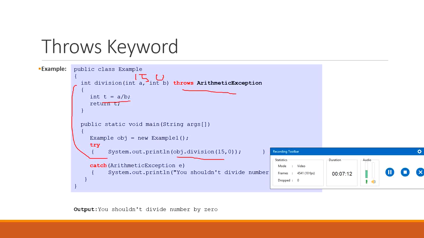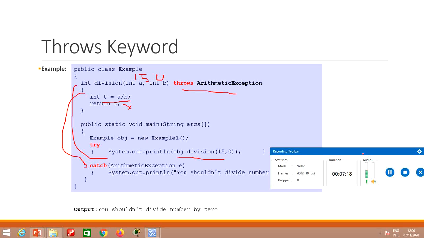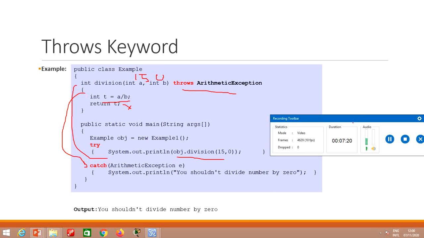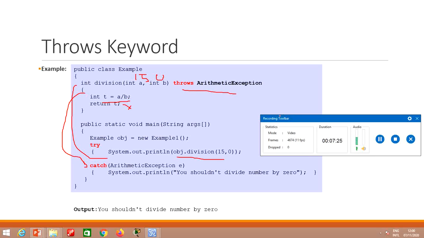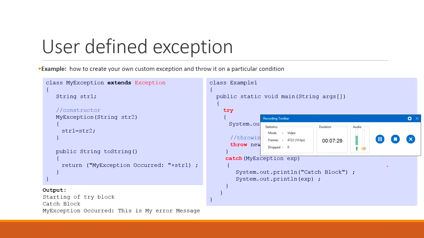When this method is called, A is 15 and B is 0, so it is 15 divided by 0. Now the error occurs over here, so this line will not be executed. Control will go to the catch block and it will print, you should not divide the number by 0. So throws keyword is used with the method signature, whereas throw can be used with the method body. User defined exception I am going to talk about in a while.